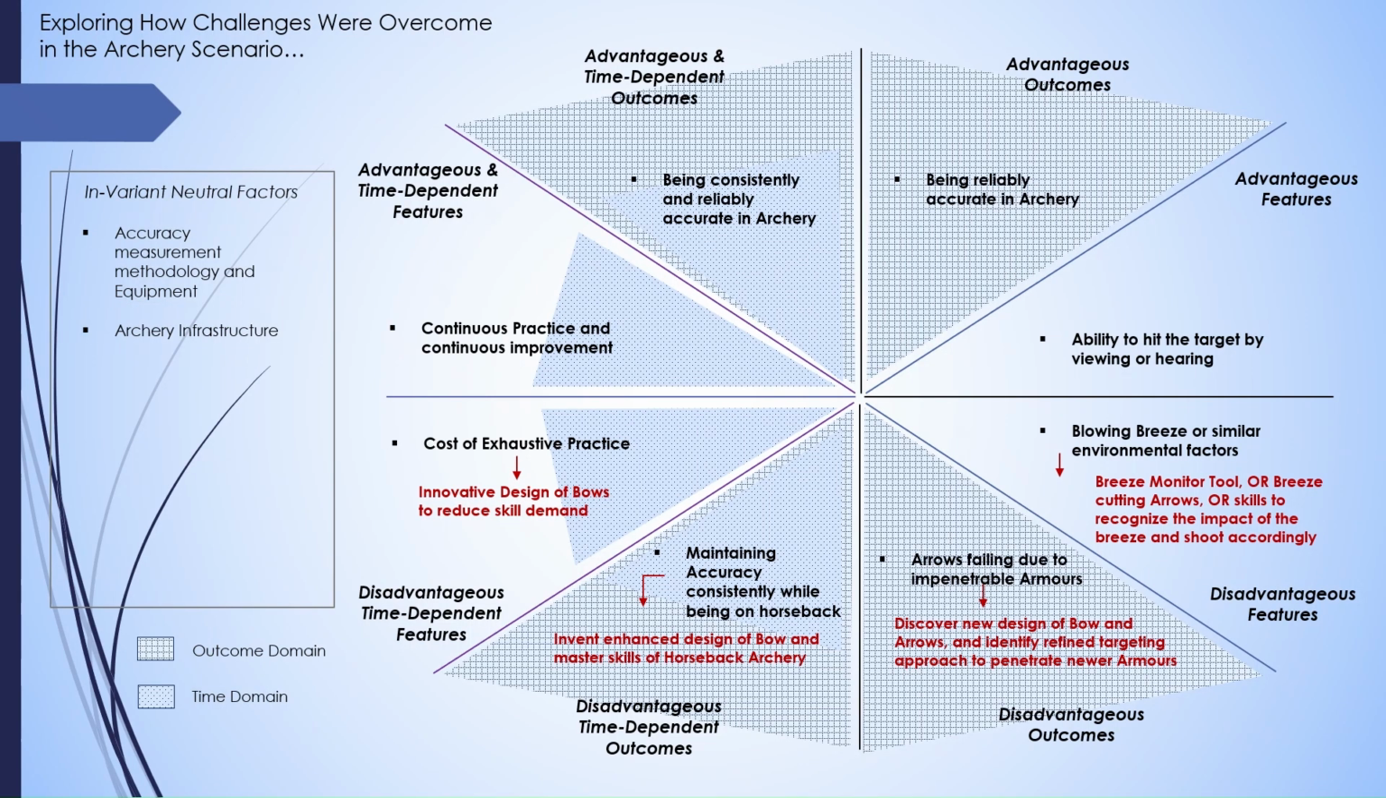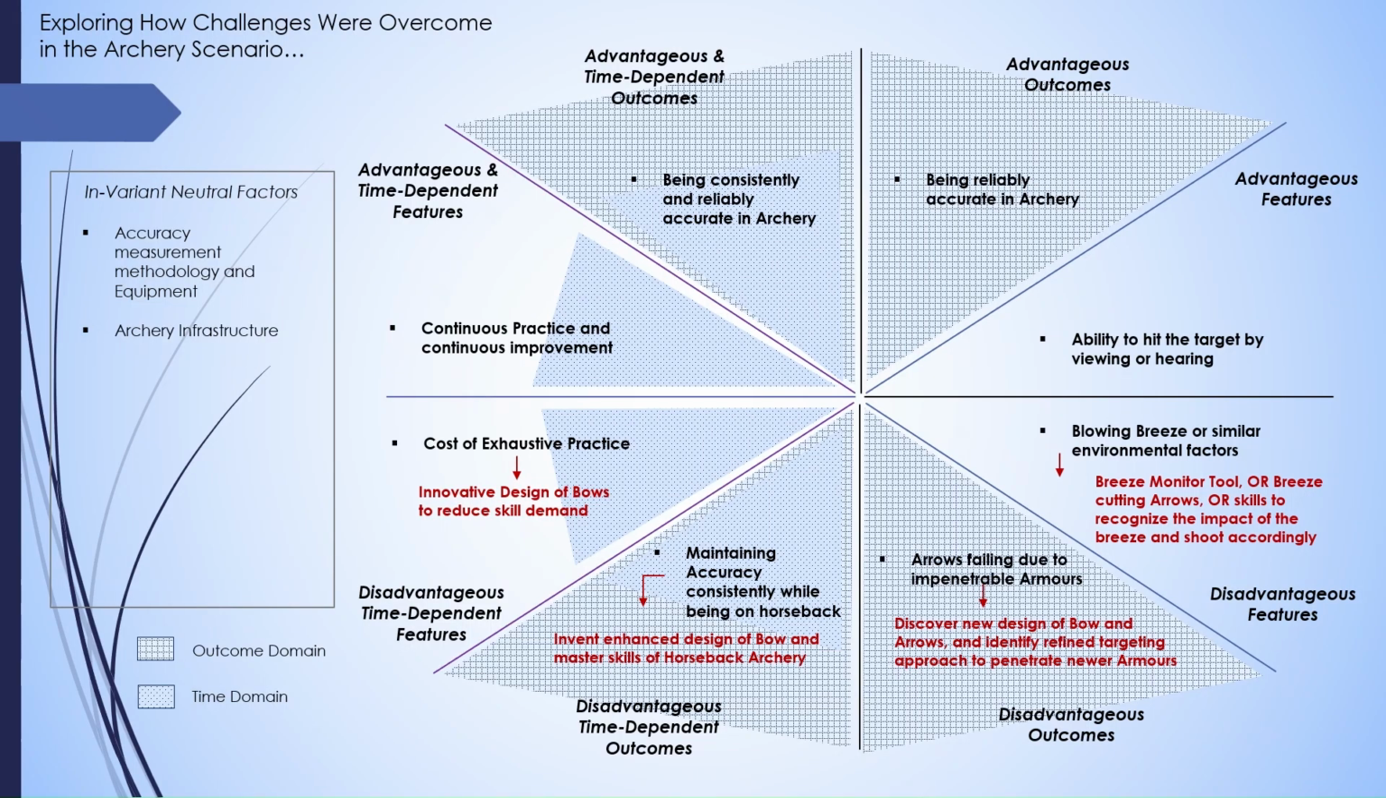Now let's move to the challenge of impenetrable armor. This clearly calls for fundamental innovation in bow and arrow design, greater force transfer, different materials, or alternative mechanics. But here we hit an important realization. It may not be realistic to solve this challenge and horseback archery with the exact same solution. That's okay. Exploration is not about forcing a single answer.